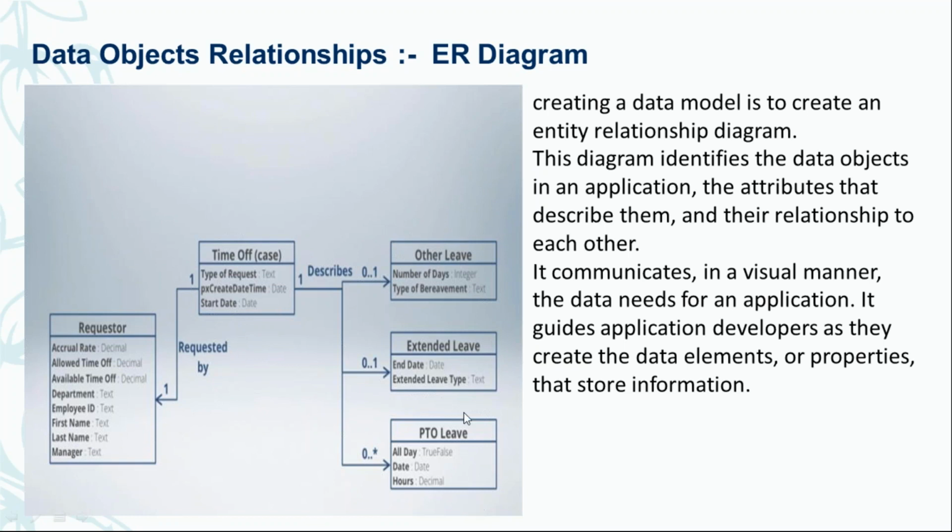Another, we are creating 3 different leaves: other leave, where we need 2 fields, extended leave, where we need 2 fields, and PTO, where we need 3 fields. So we are going to create all these fields, and we can see how that can be created in Pega. Before that, we need to understand how the data model works in Pega.